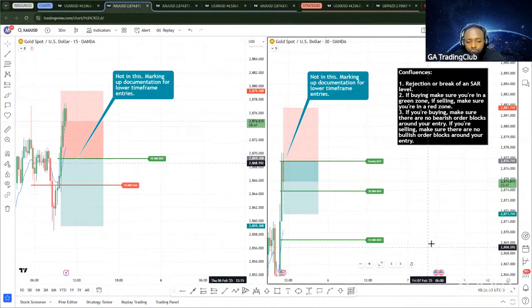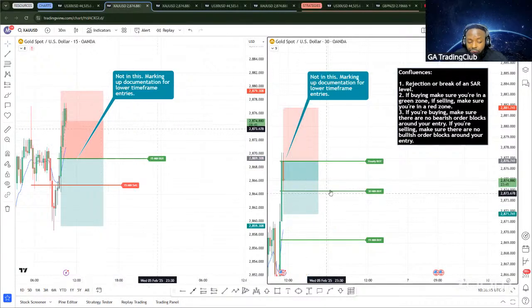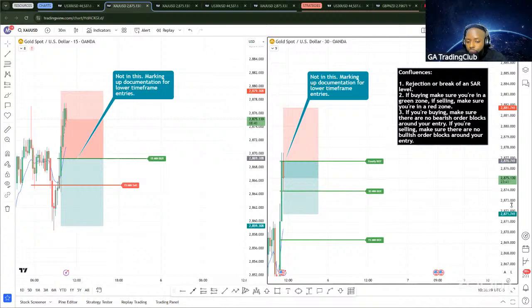So this is ideally what you want to see with this rejection, which is why I like the rejection entry. The rejection entry, most of the times, is going to give you wicks. Once a level is created, it's either going to blow past it and close above or below it, or it's going to get to it and have a wick and reject to either downside or upside, depending on the direction you're trading.